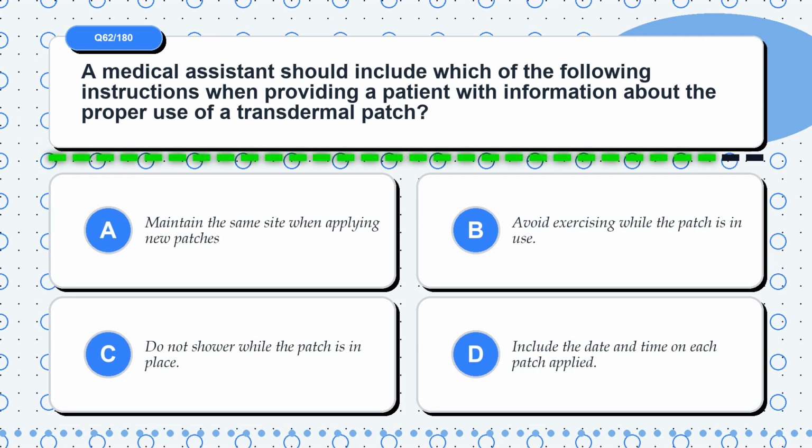Question 62. A medical assistant should include which of the following instructions when providing a patient with information about the proper use of a transdermal patch? Here are the options. Option A. Maintain the same site when applying new patches. Option B. Avoid exercising while the patch is in use. Option C. Do not shower while the patch is in place. Option D. Include the date and time on each patch applied.